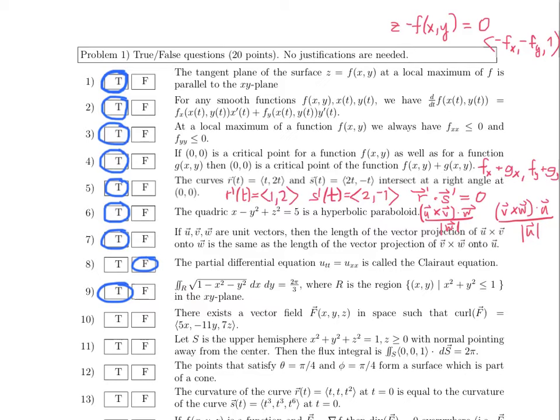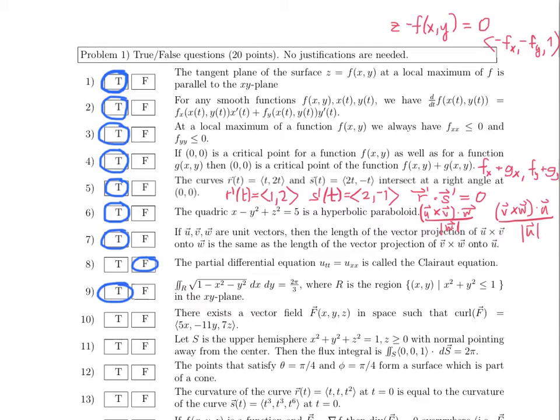Number 10. There exists a vector field F in space such that curl F is equal to 5x, negative 11y, 7z. A lot of people balk at a question like this and think, how am I supposed to reverse engineer a vector field that does this? In fact, you're not at all supposed to do that.